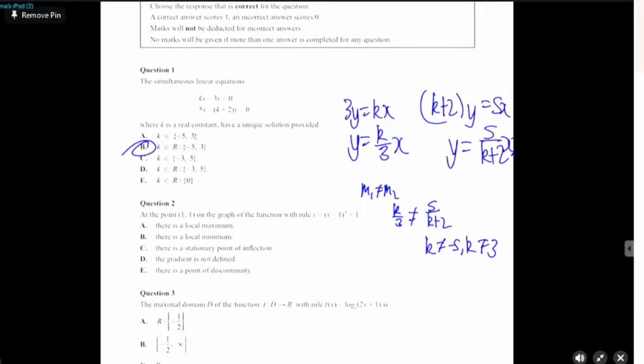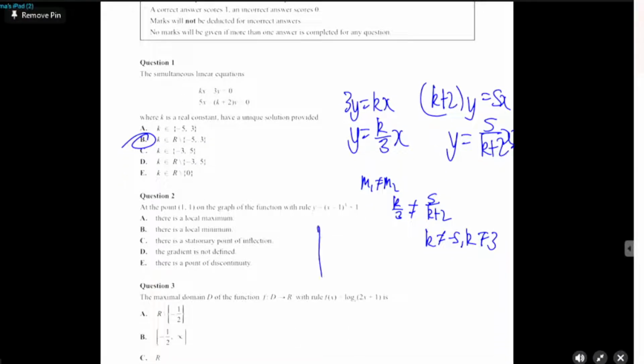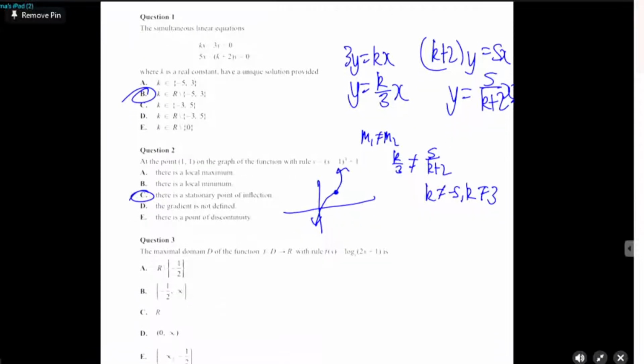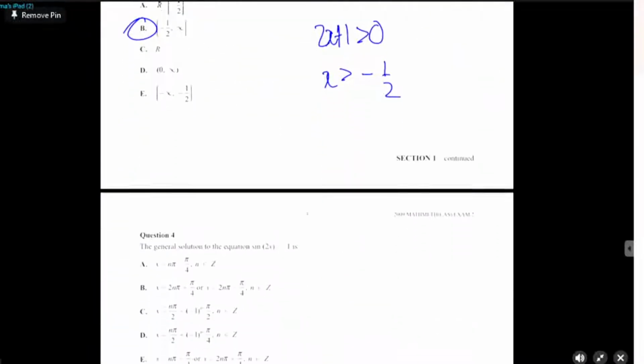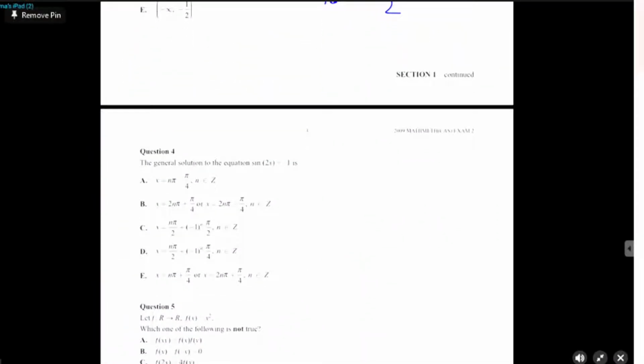For this one, if you just sketch it on your CAS, the graph should look something like this. And then you can tell here that this is a stationary point of inflection, so that's C. This, with log, you know that the domain of log has to be from 0 to infinity, so 2x plus 1 has to be greater than 0, so that becomes x is greater than negative half, so that's B. Question 4, if you just put it into your CAS, you'll get A.